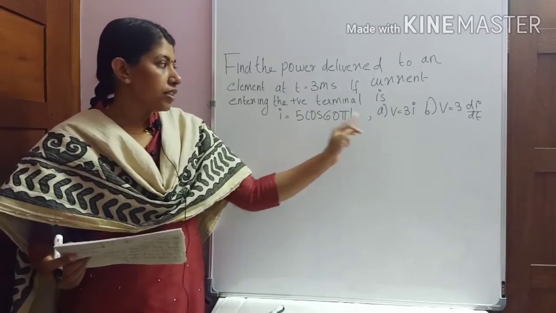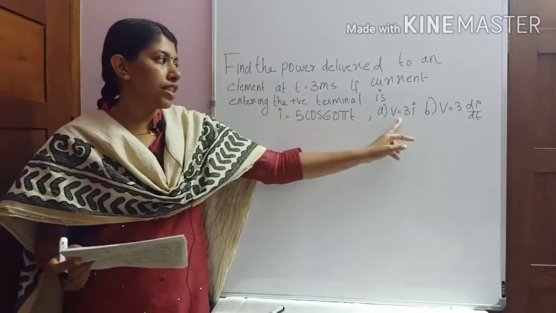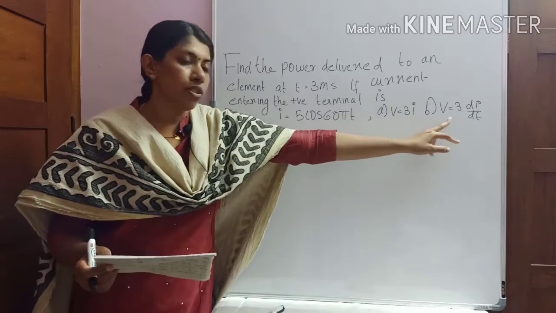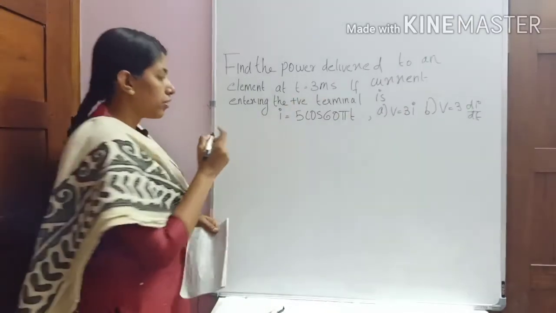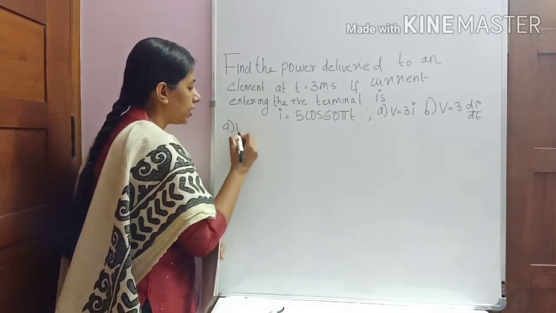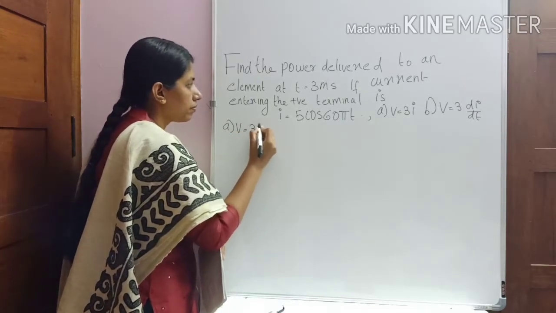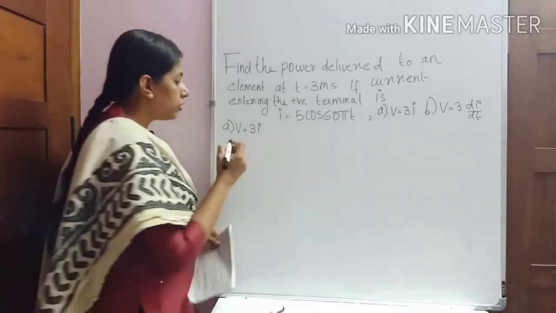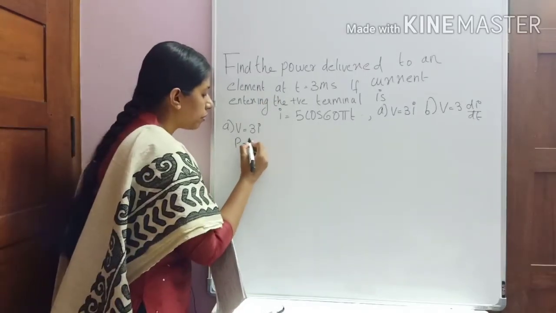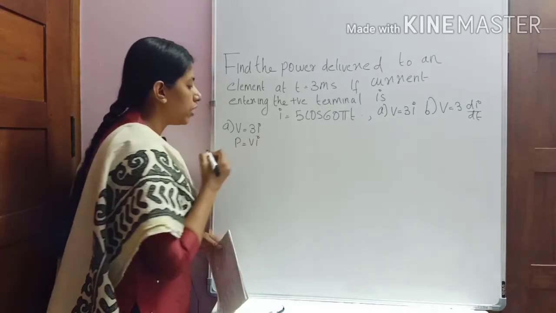You are asked to find the power if the voltage V is equal to 3I, and V is equal to 3 into di by dt. So first we will start with the first question, V is equal to 3I. Here you are asked to calculate the power. We know the equation of the power is given by P is equal to V into I.